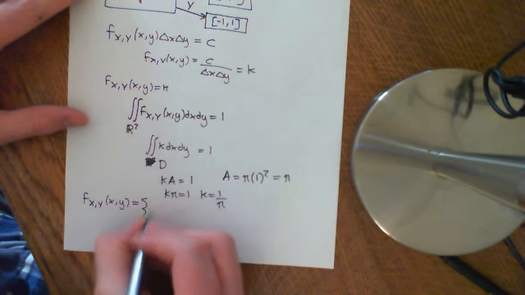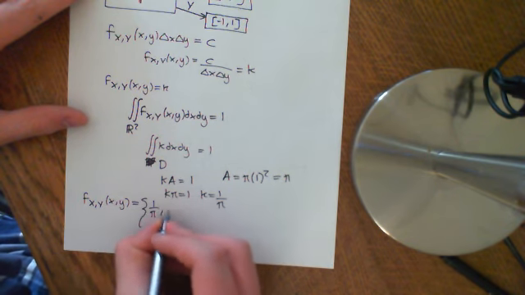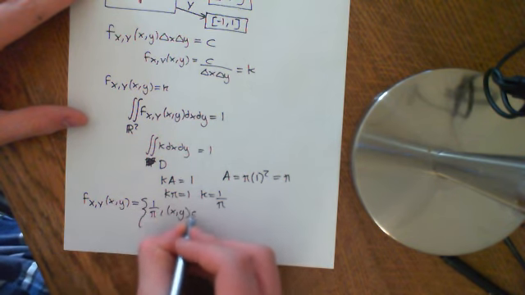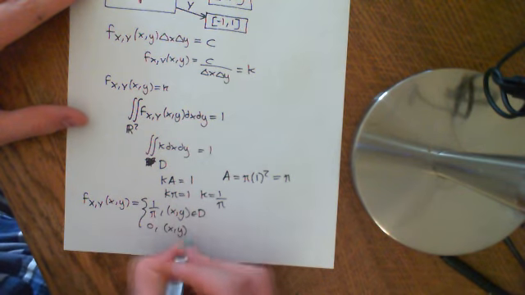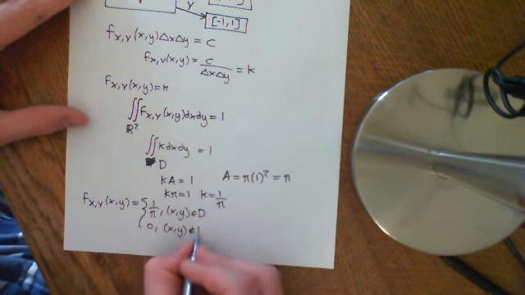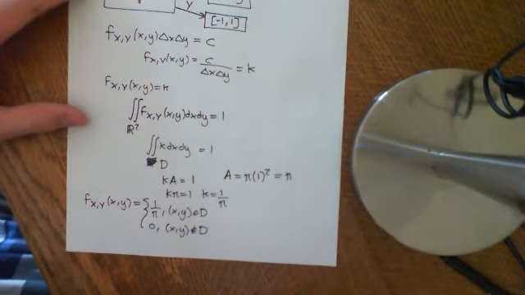Okay, so our joint probability density function as a function of x and y is given by 1 over pi if you're an element of the unit disk, so if (x, y) is an element of the disk, and it's 0 if the ordered pair (x, y) is not an element of the disk. Okay, so that's our PDF.